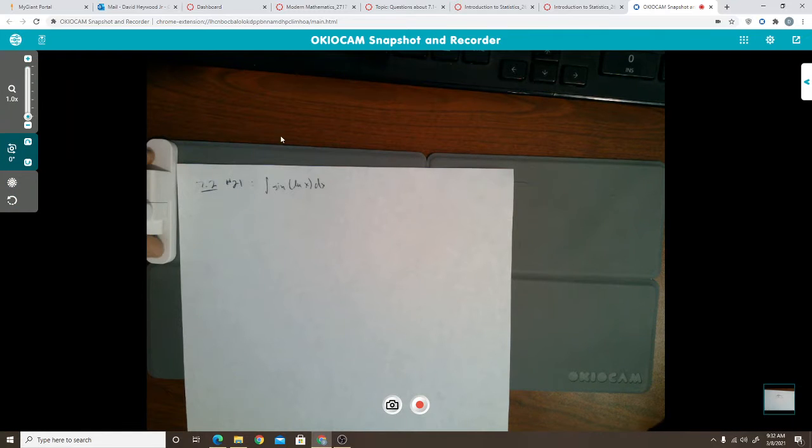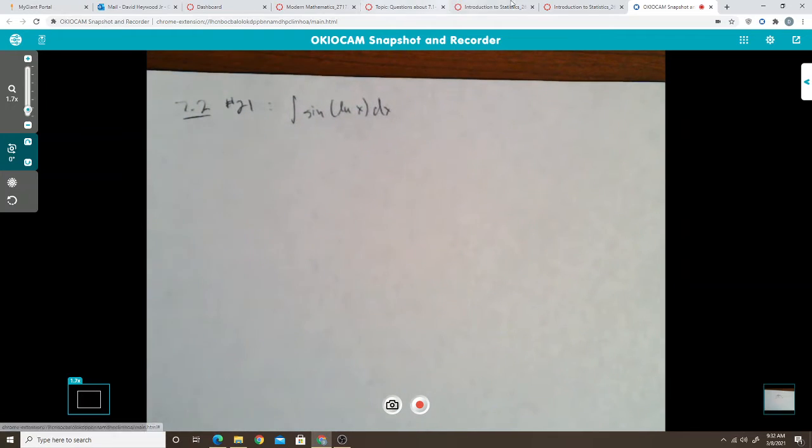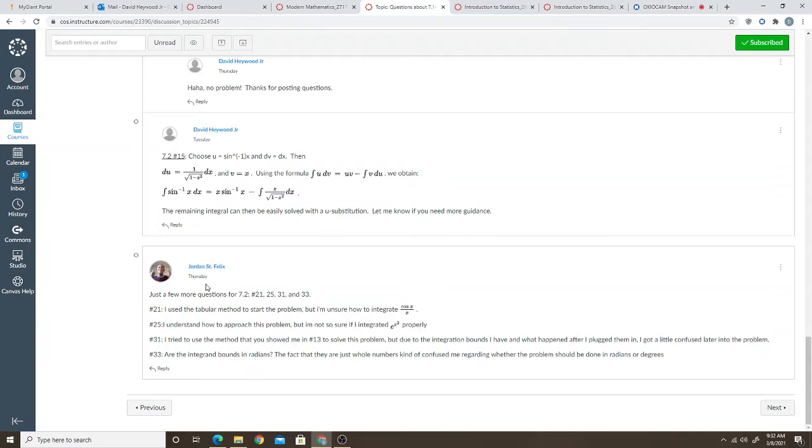All right, let's talk about 7.2, number 21. Okay, so here it is. Jordan asks for 7.2, number 21. He says, I use the tabular method to solve the problem, but I'm unsure how to integrate cosine x over x. And just based on this part, I'm a little afraid that you may have misunderstood the problem.